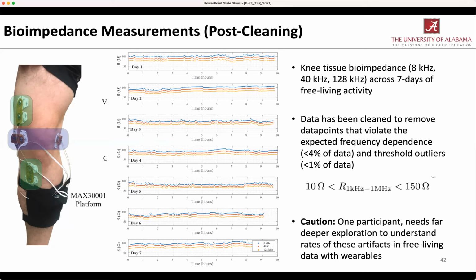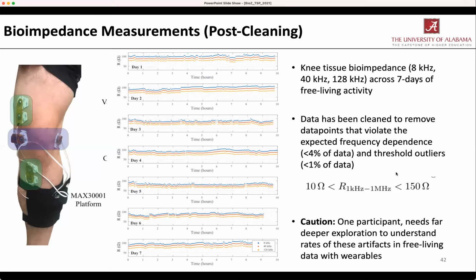So we're capturing all of those details through the knee and the leg in that time. For this data, when we removed and did this cleaning process, we had less than 4% of the data removed that violated the frequency dependence, and less than 1% due to the threshold outliers, where we said anything below 10 ohms and above 150 would have been an outlier.